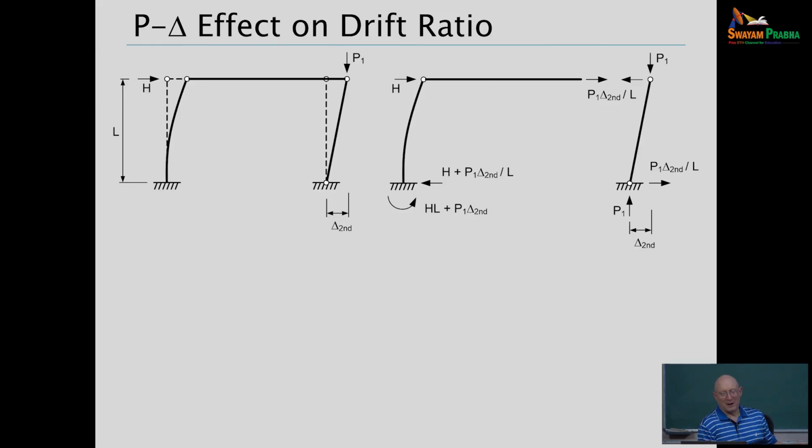And then the free body diagram on the right, Newton's third law, the force is transferred to the horizontal strut there at the top and then over to the cantilever. And guess what? Our story shear at the bottom of the cantilever is H plus P1 times delta second over L. And also we can see that our lateral moment got increased. It's now HL plus P1 times delta second.